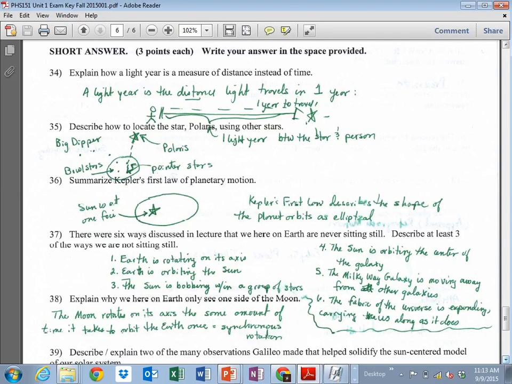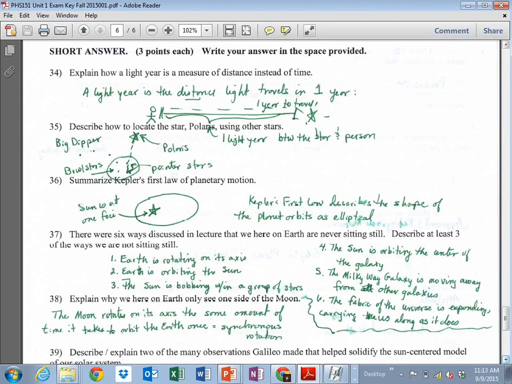Question 38, explain why we here on Earth only see one side of the moon. We call that the near side of the moon, the side that we see. And that is because the moon is in sync with its rotation and its orbit about Earth. Some of you said something about Earth's orbit, and it has nothing to do with the Earth's rotation. It's the moon.